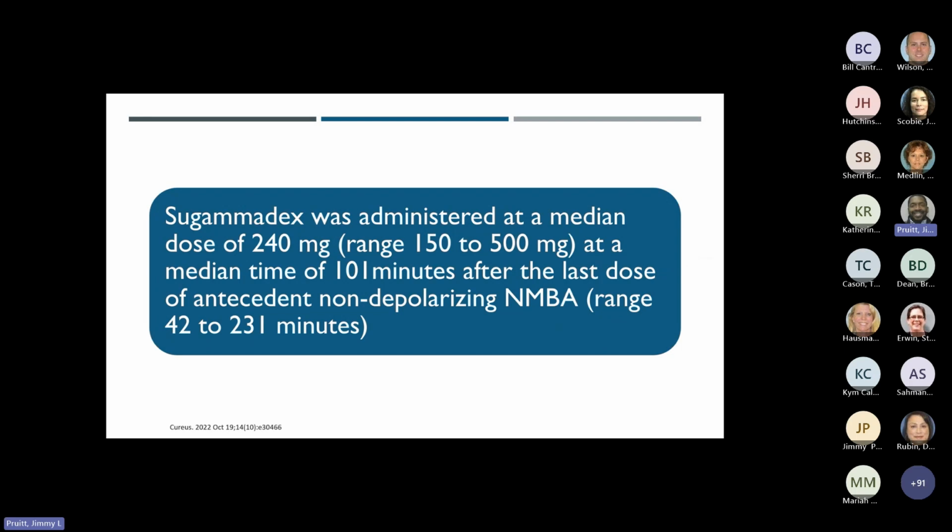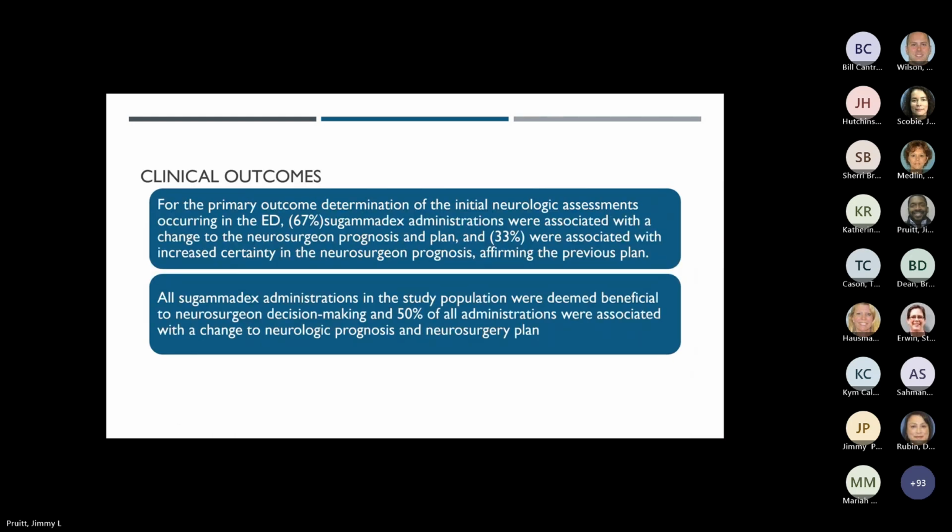The median dose used with sugammadex was 240 milligrams, and it ranged anywhere from 150 to 500. The median time was 101 minutes after the last dose, with a range anywhere from 42 to 231 minutes. So these patients were reversed up to close to 4 hours after. This was some pretty intriguing clinical outcomes.